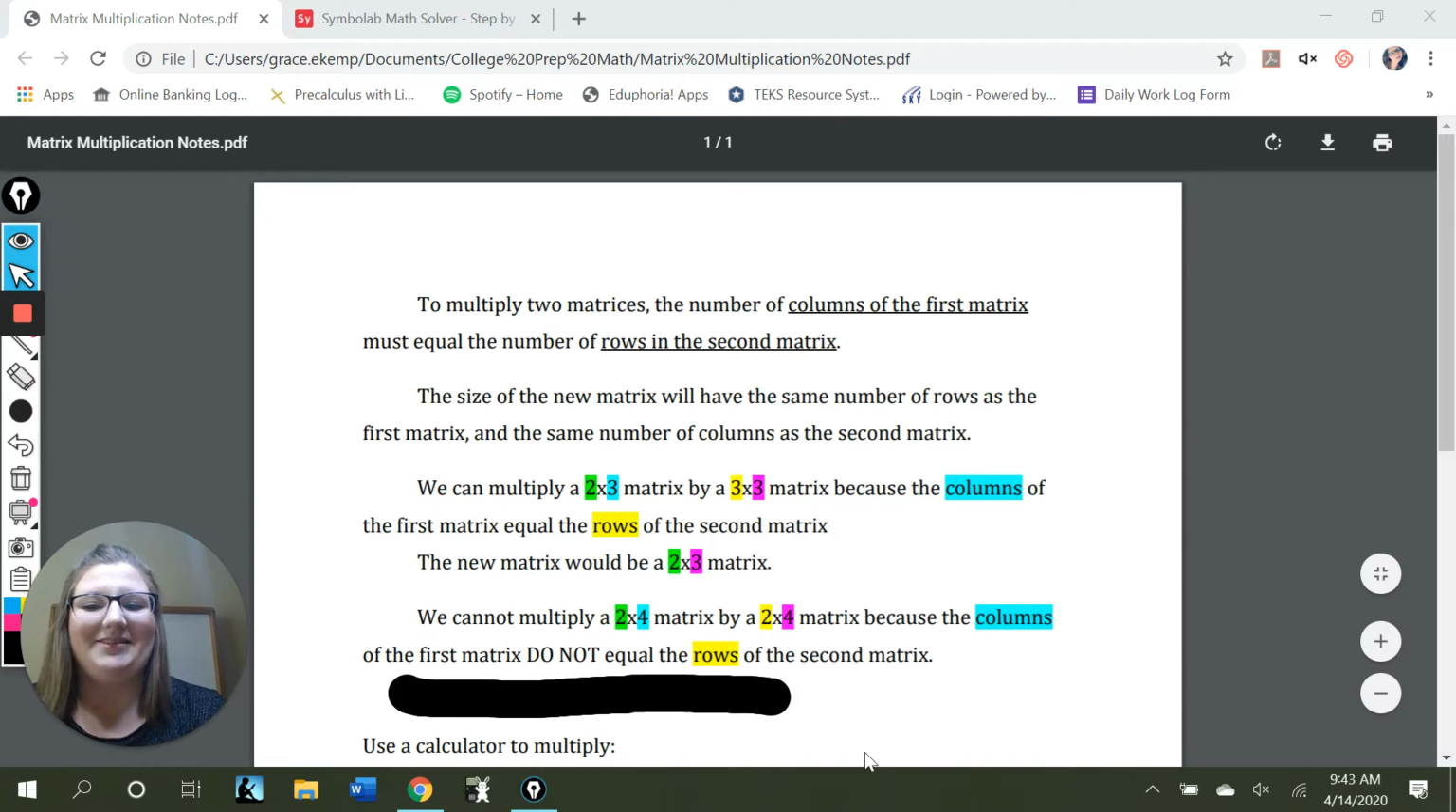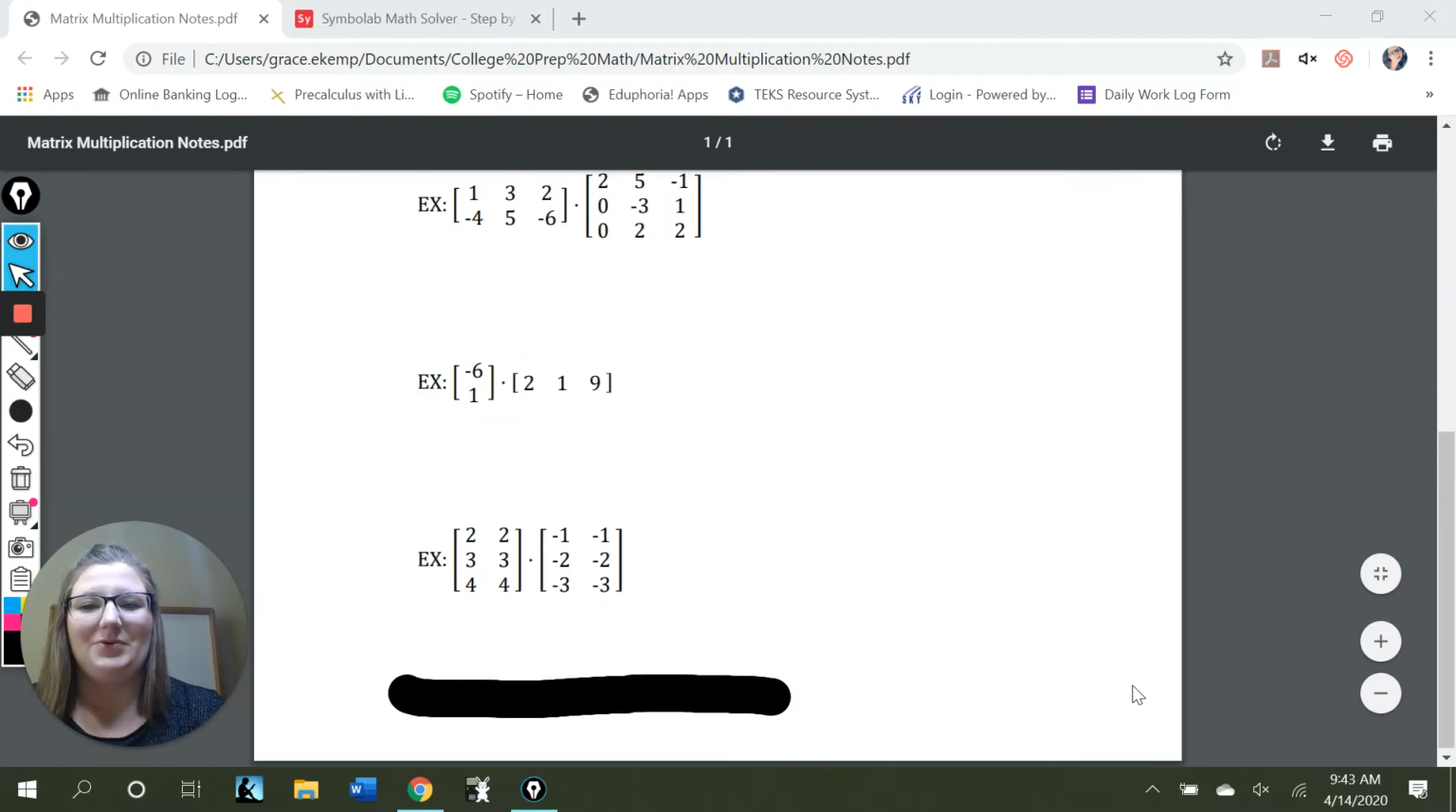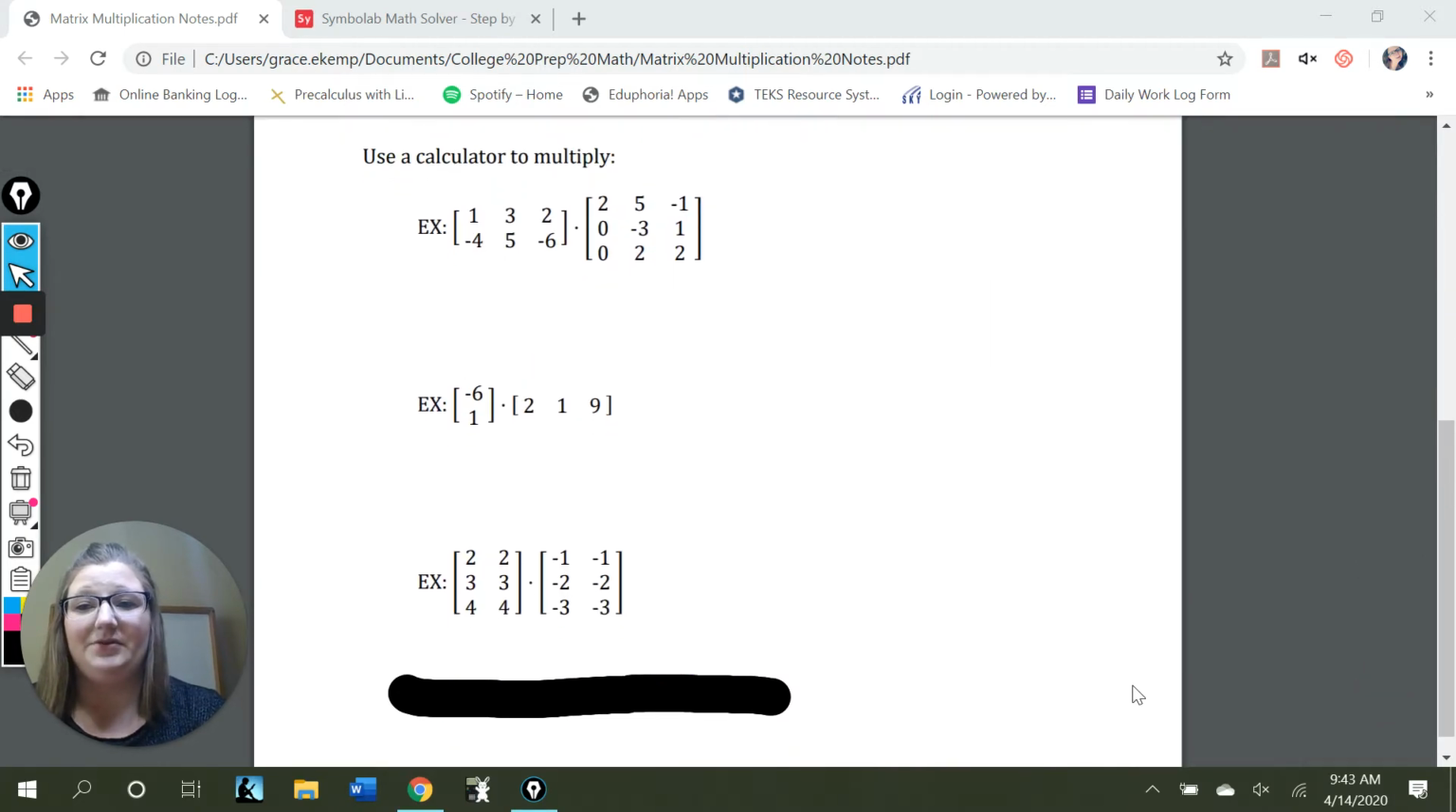And then you see the black line there, that's a mistake I made. So we're just going to scroll past that and look at a couple of examples.